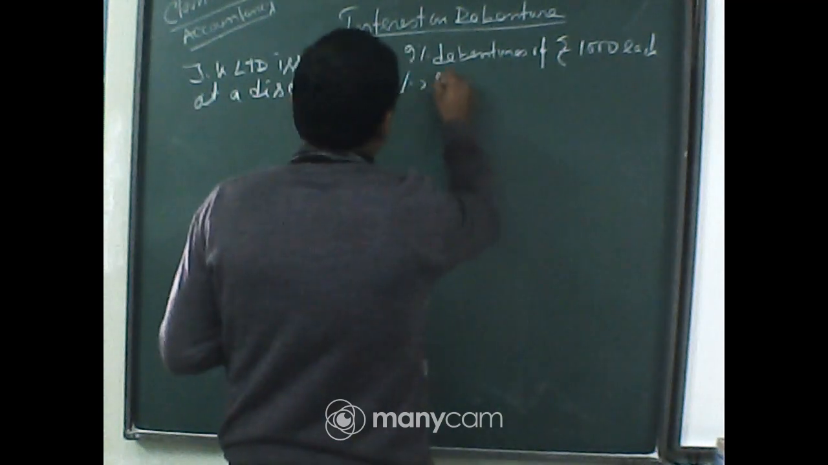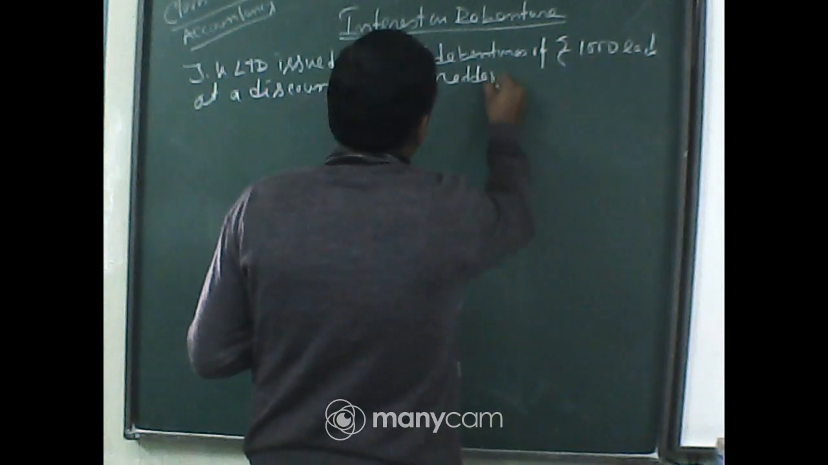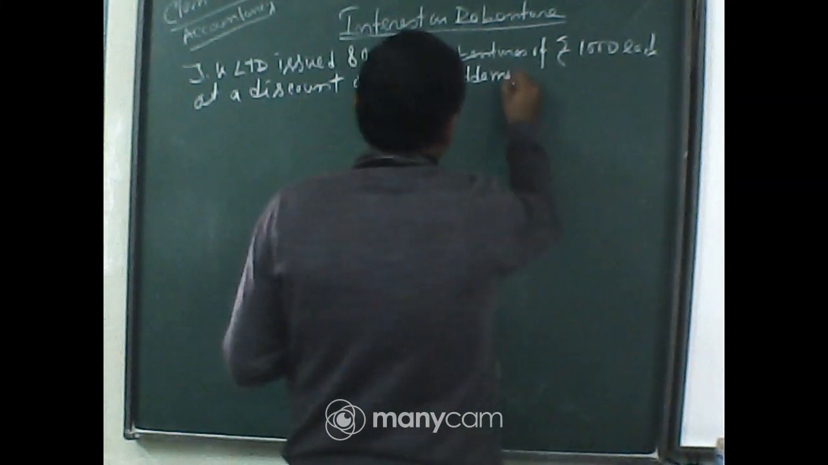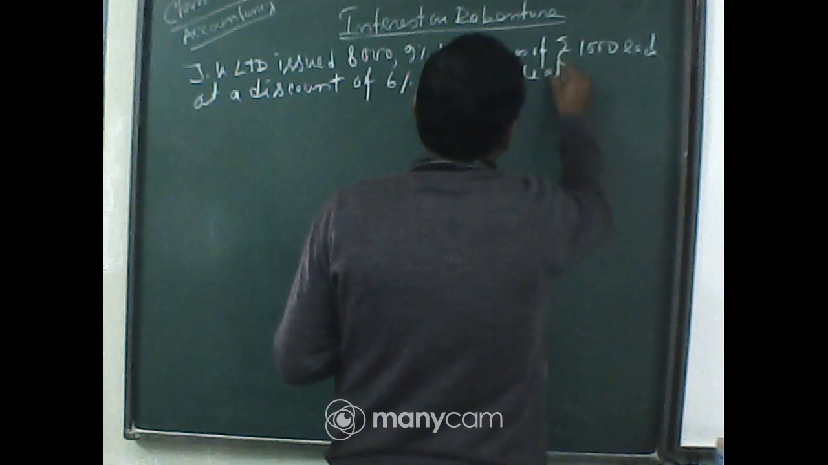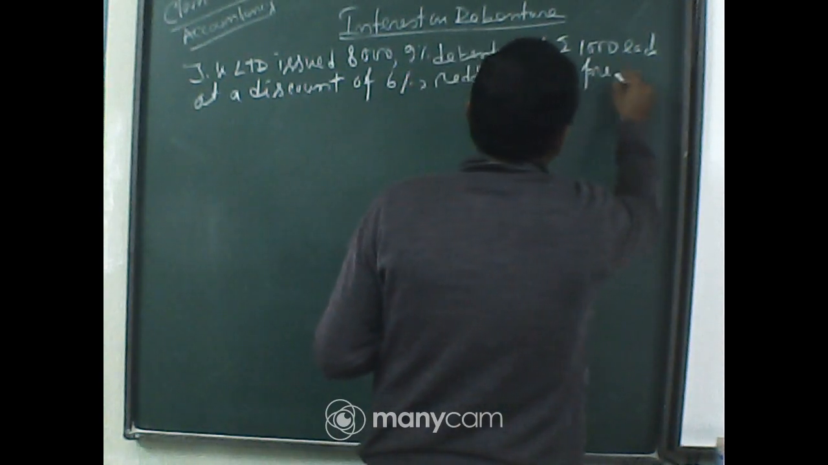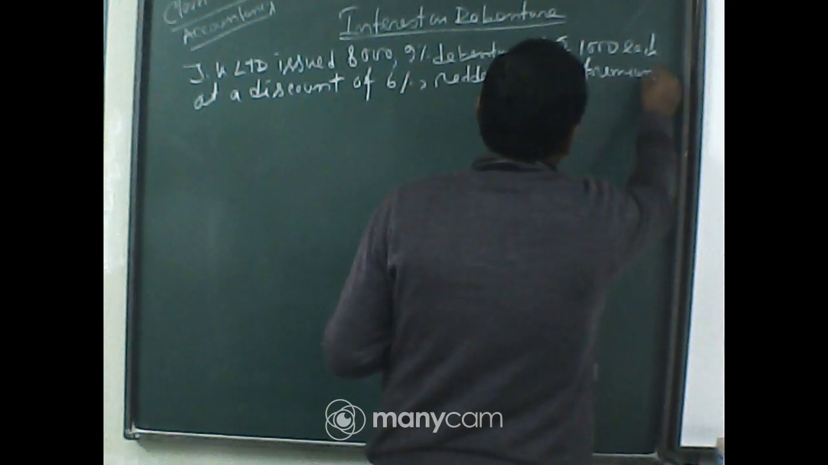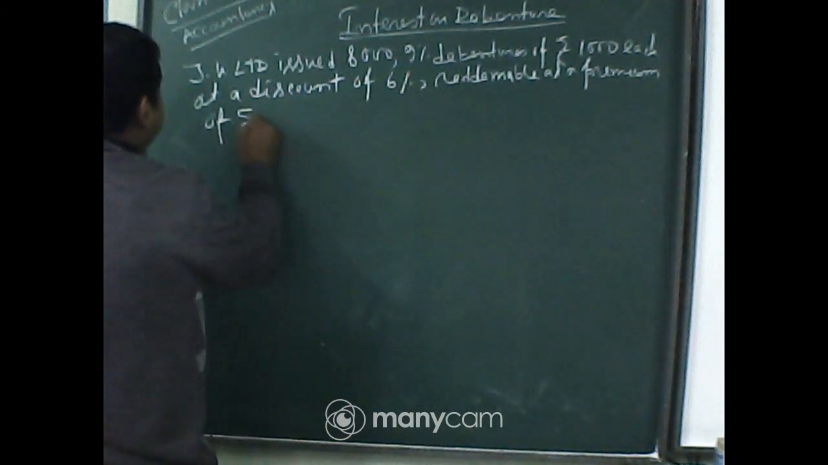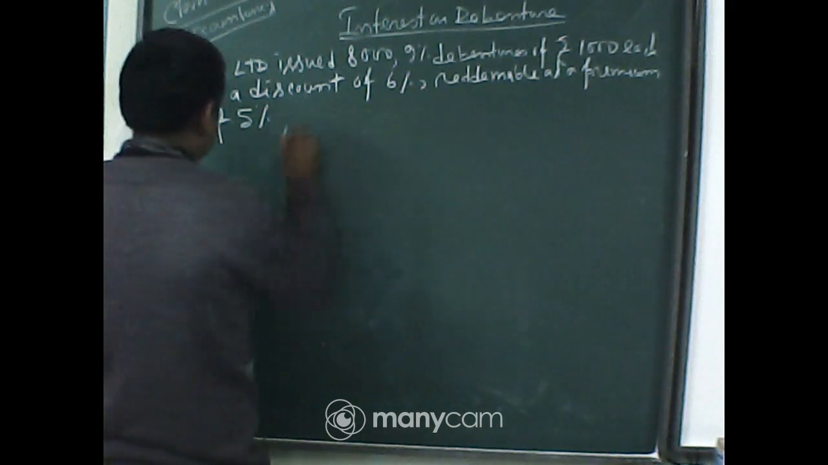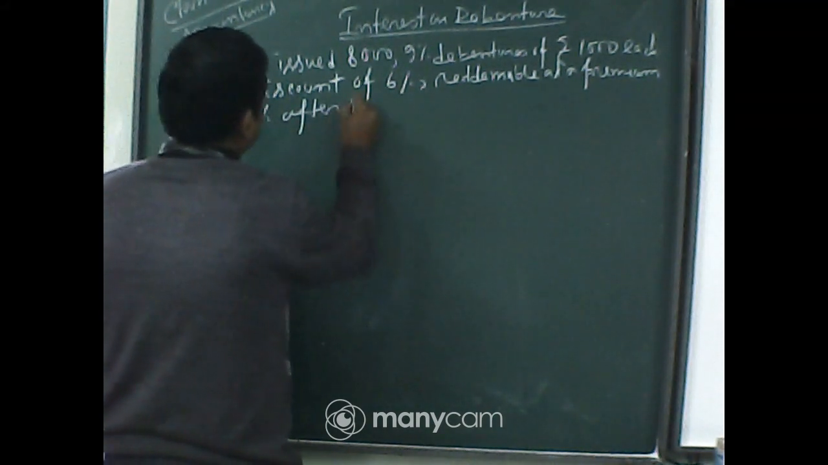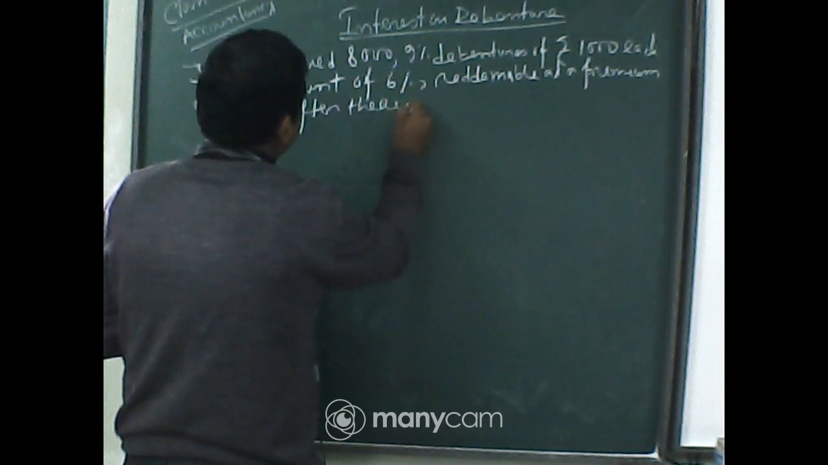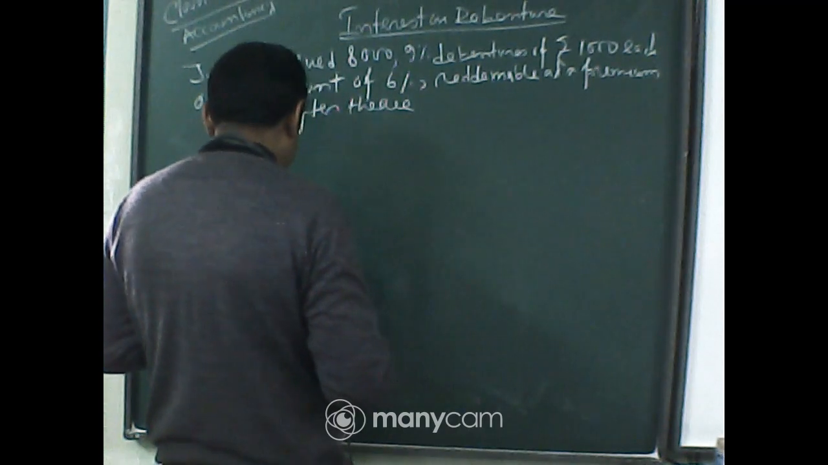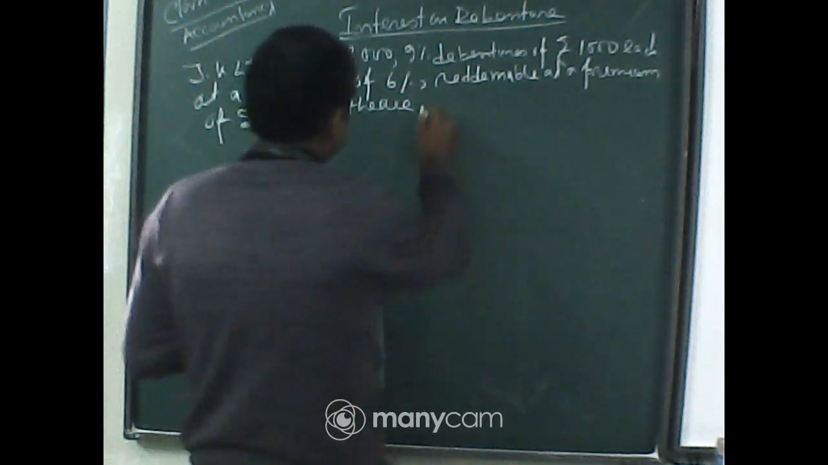Redeemable at a premium. They are issuing actually at a discount of 6%, but redeemable at a premium. Redeemable at a premium means they are making another loss. Redeemable at a premium of 5% after 3 years. After 3 years, they will actually redeem, but you have to record the journal at the time of issuing the debenture.